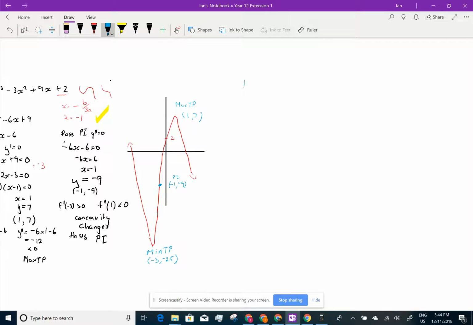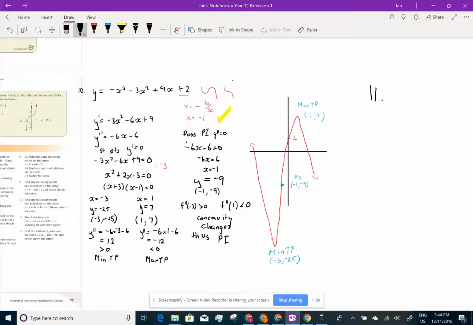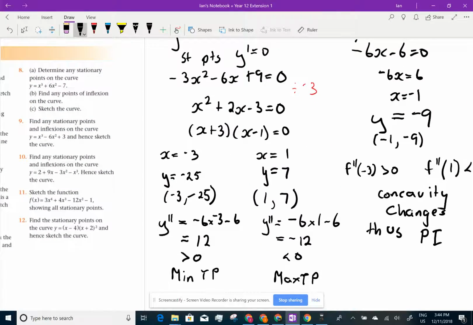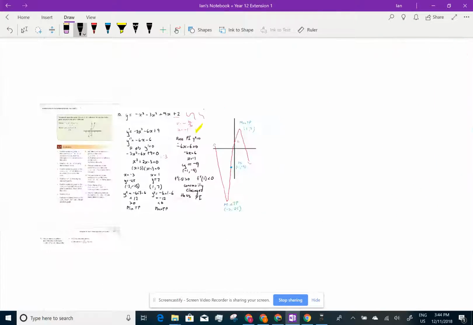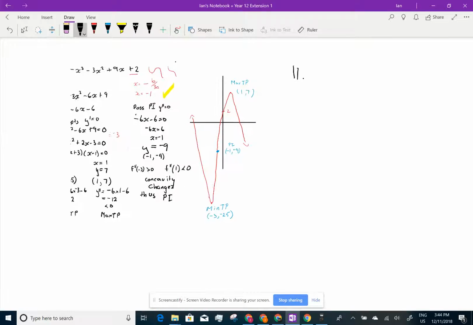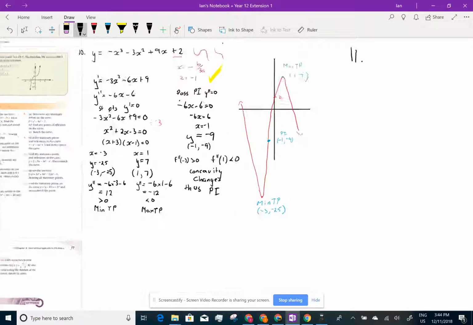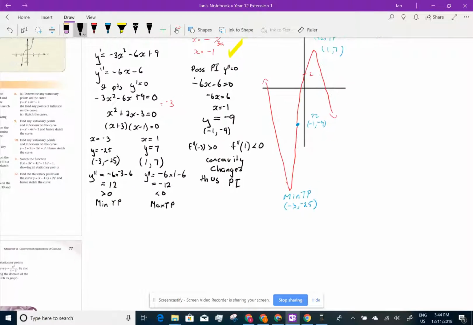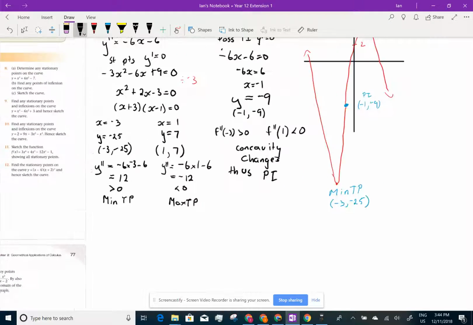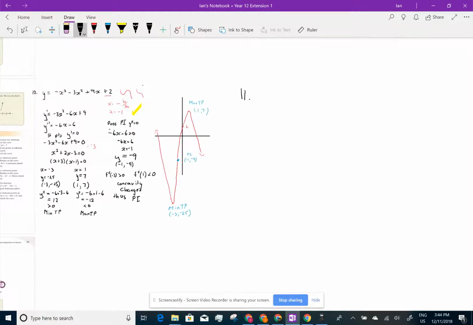You're not up to that, but if we now have a look at question 11, what have we got here? Now, this is the other type you're bound to get. It's a quartic, all right? And, oh, sorry, I hope I'm not messing with you.